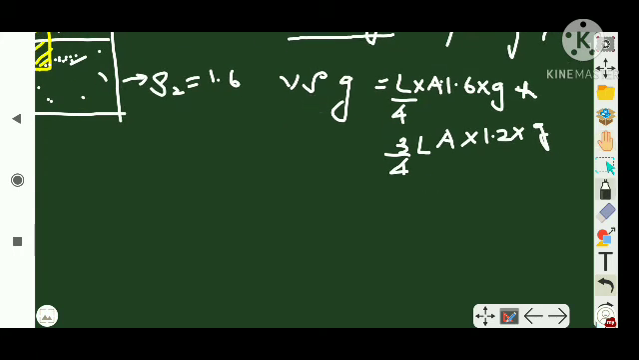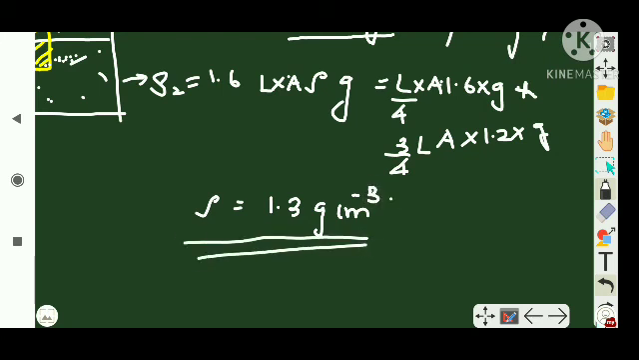Clear? If you have a problem with this, volume can also be written as total length into total area, that is the cross-sectional area. Now from here A cancels out, and you can find the density of the block. You will find it as 1.3 gram per centimeter cube. Clear? The calculation is from your part, it has to be done. Simple. Now where is the question now?